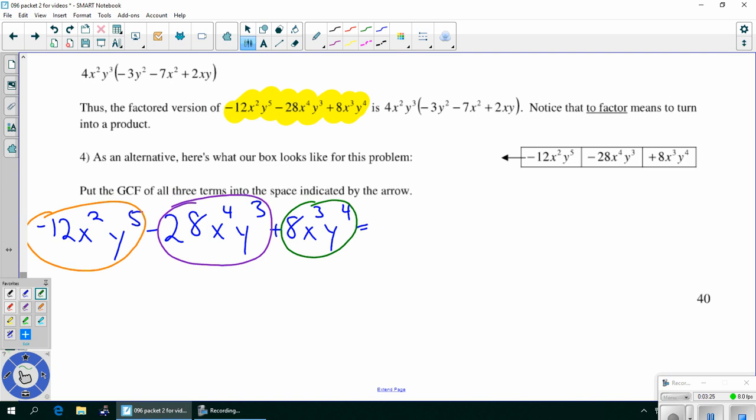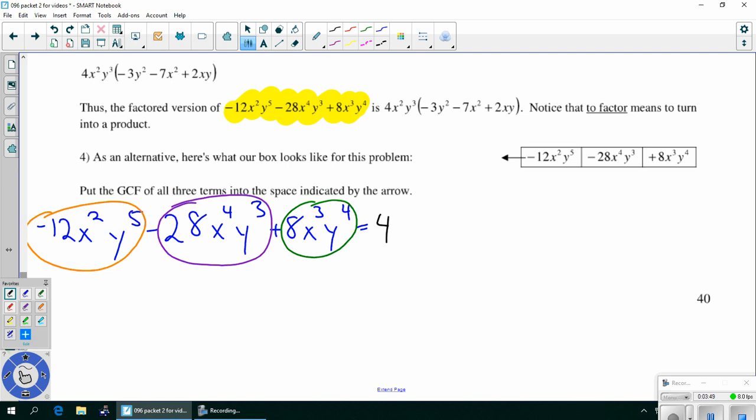And so looking at those three terms, they've got x's and they've got y's and they've got numbers in the front. And so let's first focus on the numbers in the front. I see negative 12, 28, and 8. And I'm looking for the biggest number, the greatest factor that those three numbers have in common. So hopefully just by inspection, we can see that the biggest number that goes into all of them is 4. So we're going to put a 4 right there.